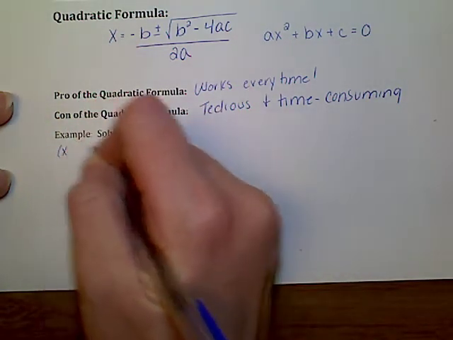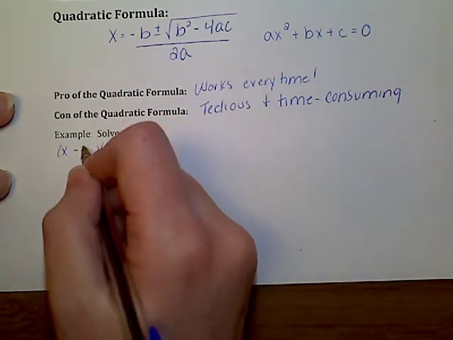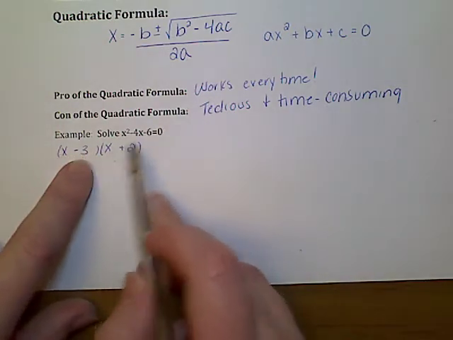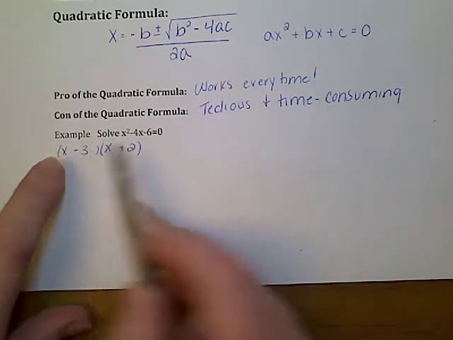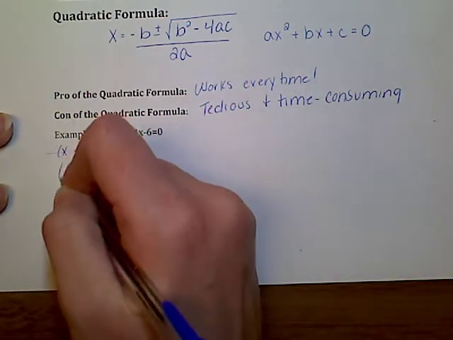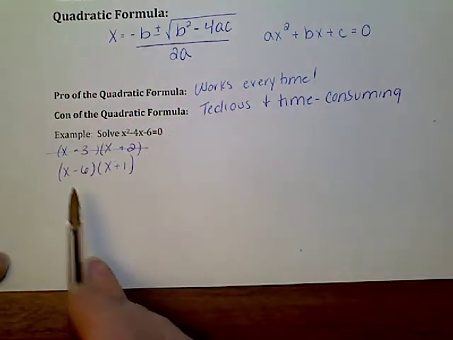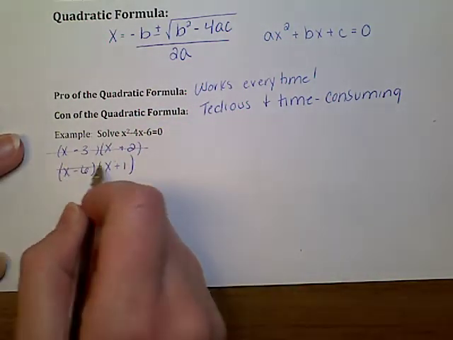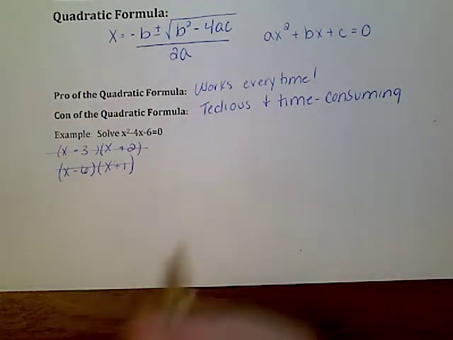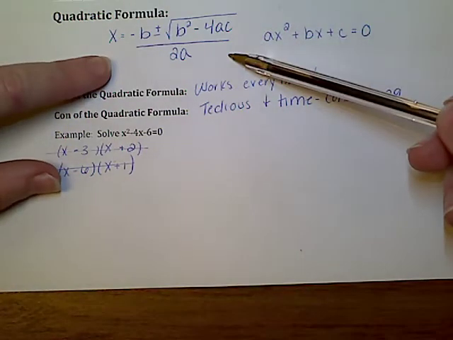So if we just give it a test run here, if I put in a minus 3 and a plus 2 to multiply to negative 6, that's not going to add to negative 4. And even if I change the signs, that's not going to work. So that's out. If I put in a negative 6 and a plus 1, that's also not going to work. That is ruled out. Okay, so now I'm trying to solve for x. Factoring doesn't work. I've got to use the quadratic formula.